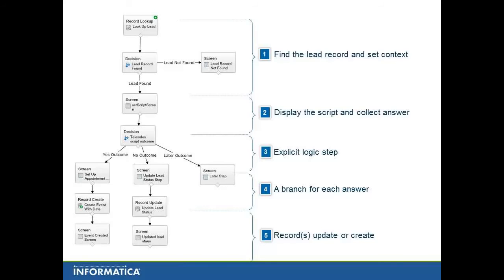So we've got a section first that finds the right lead record and sets the context using the object ID that was passed from the Visualforce page. We're going to display the telesales script and then collect the answers via the radio buttons. There's an explicit logic step that we didn't have before, and that's going to test the result of the radio buttons. There's a branch for each of the answers, just like we had before. And finally, there's a branch that either updates or creates Salesforce objects appropriately.